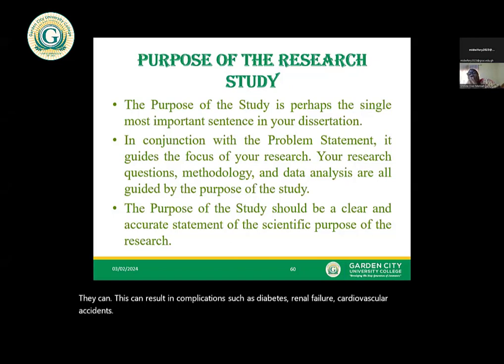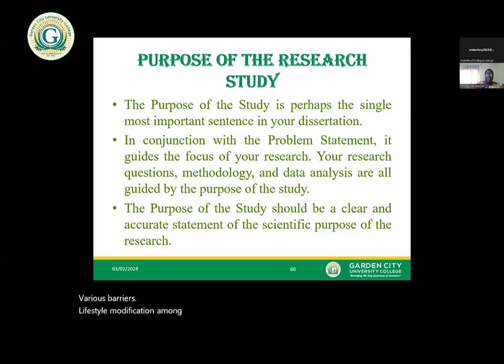It is in the light of this that this researcher seeks to assess barriers hindering lifestyle modification among persons living with hypertension in facility X. So this purpose, in conjunction with your problem statements, guides the focus of the research.